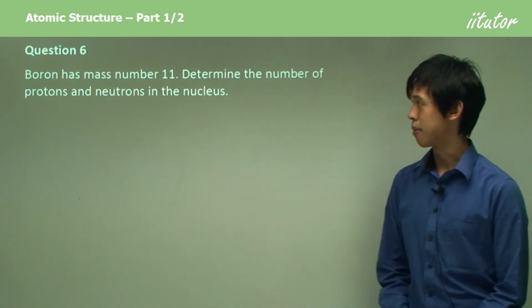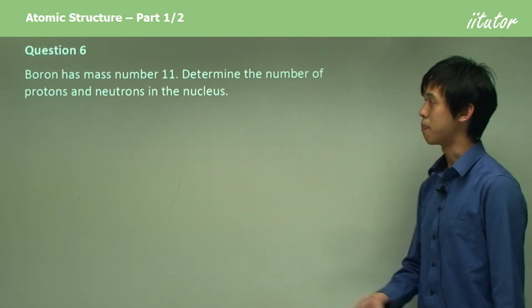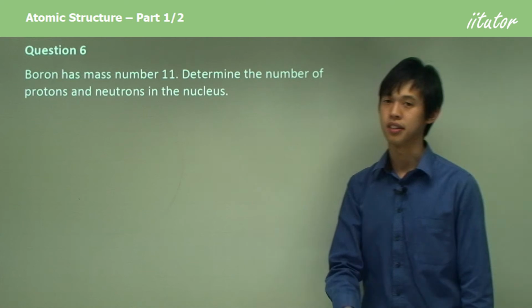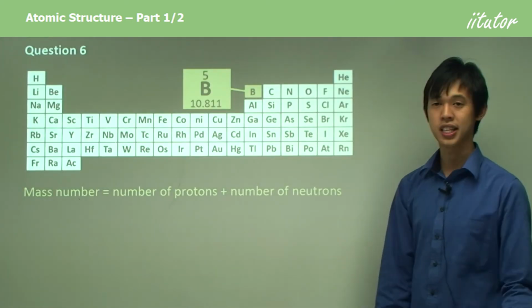So boron has a mass number of 11. Determine the number of protons and neutrons in the nucleus. So the mass number is 11, and we need to think about this very carefully. So let's consult our periodic table. We know its mass number is 11.